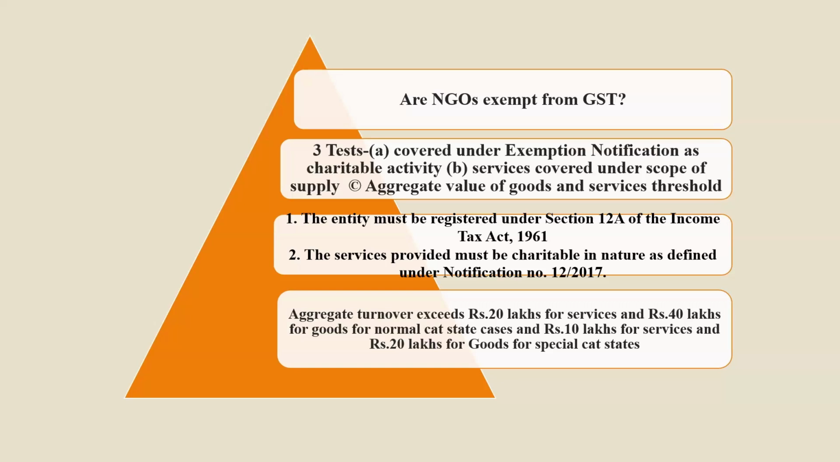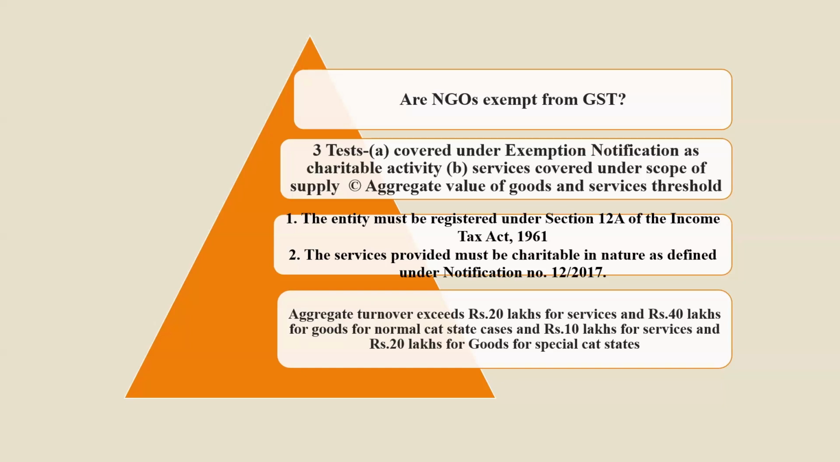If you are a 12A registered entity, and you also are covered under the definition of charitable activity as defined for purposes of exemption, you are an exempt entity. All right. And therefore, when you are actually doing anything, you can definitely say that we are exempted under the exemption notification 12 by 2017.